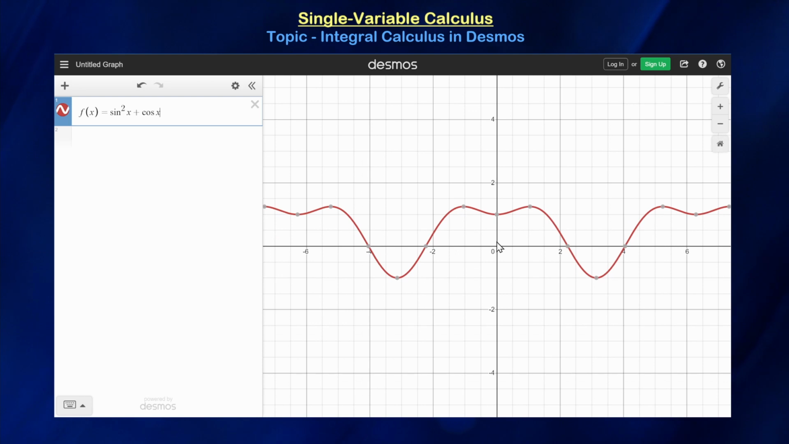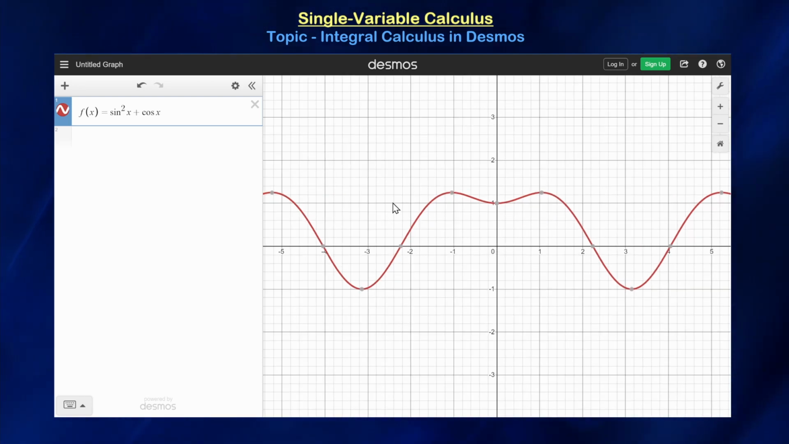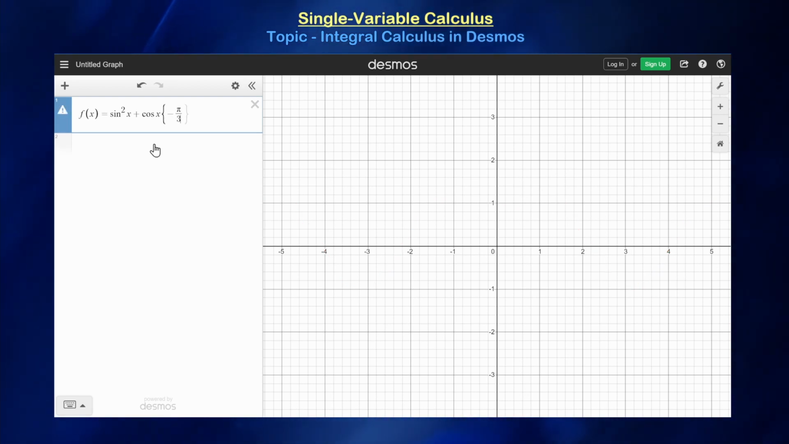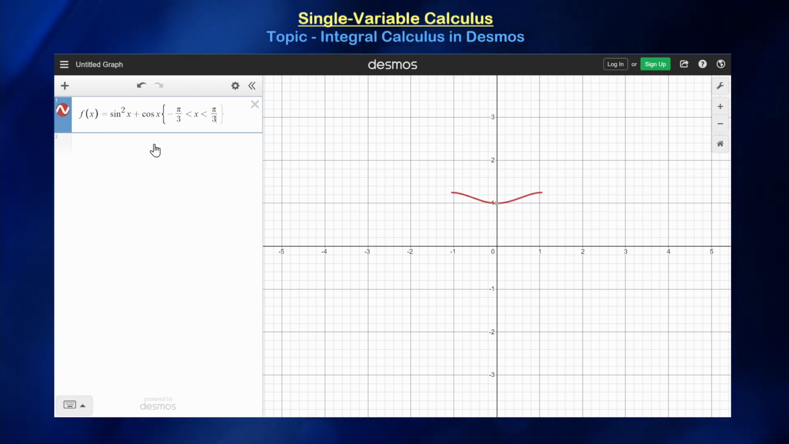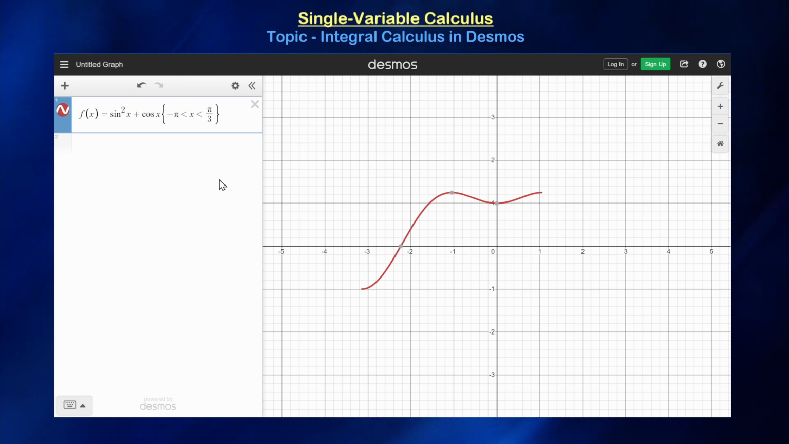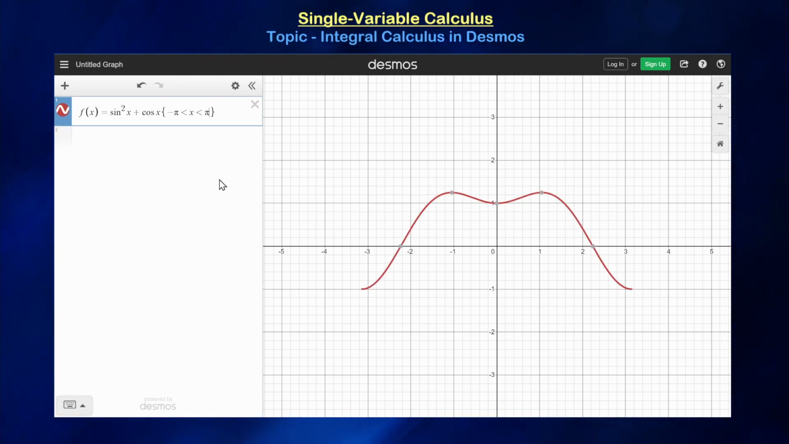So here is our function that I sketched on paper before. Now, if you want to restrict the domain in Desmos for graphical purposes only, you can do a curly open brace, do minus pi over 3, and then less than x less than pi over 3 for the upper bound, and that will graph the interval for which you are interested in. Of course, maybe you want to go out a little bit more. For example, you can go to minus pi to pi, and that will graph a larger region if you're interested in that.